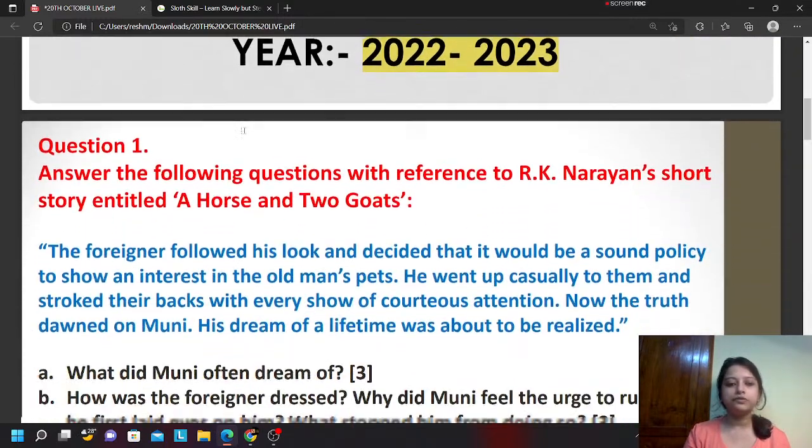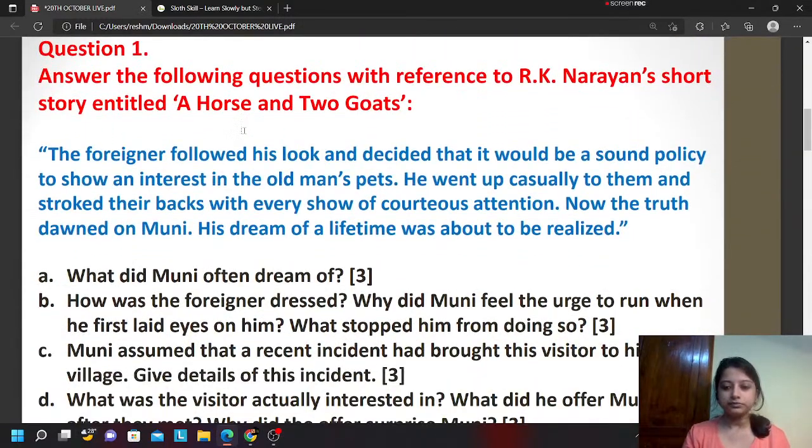So we will move to the first page. Let me know if everything is clearly visible on your screen.